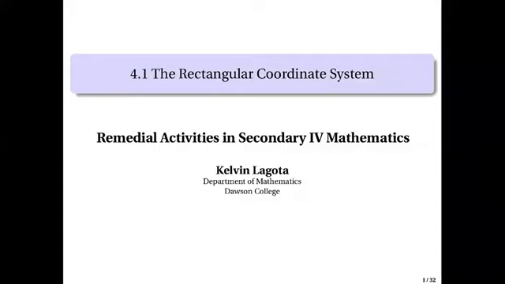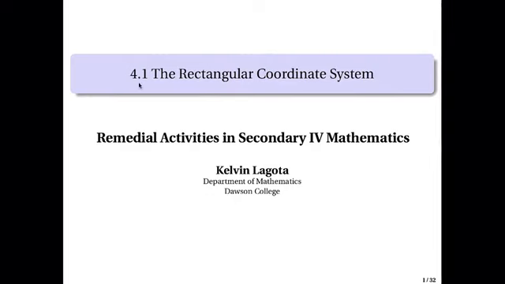Today we will start with chapter 4. It's all about functions, and we will consider some special functions called the linear functions, quadratic functions, and some more. And for that, we will need to introduce a mathematical system. And this is what we're going to do.